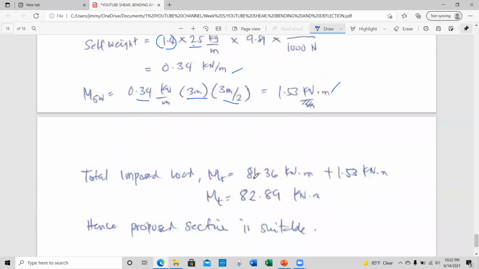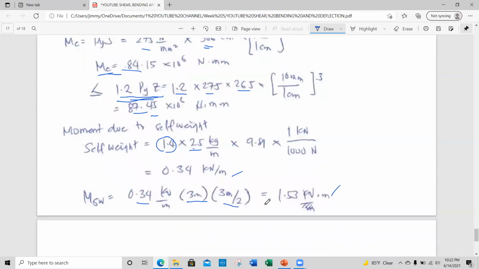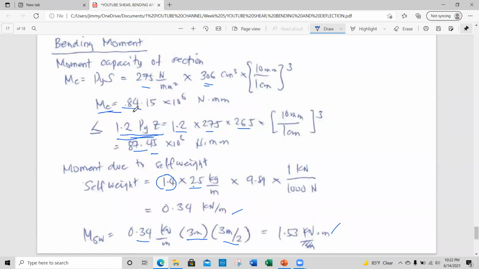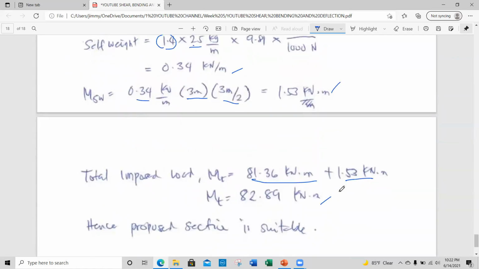Add this with the applied moment from the load coming from the slab, add with the self weight, and we have MT is 82.89, the total applied moment. Our capacity is 84, meaning it's safe. This one is still less than our MC. Our capacity is 84, something like that, and the applied moment is only 82. In other words, this one is safe.